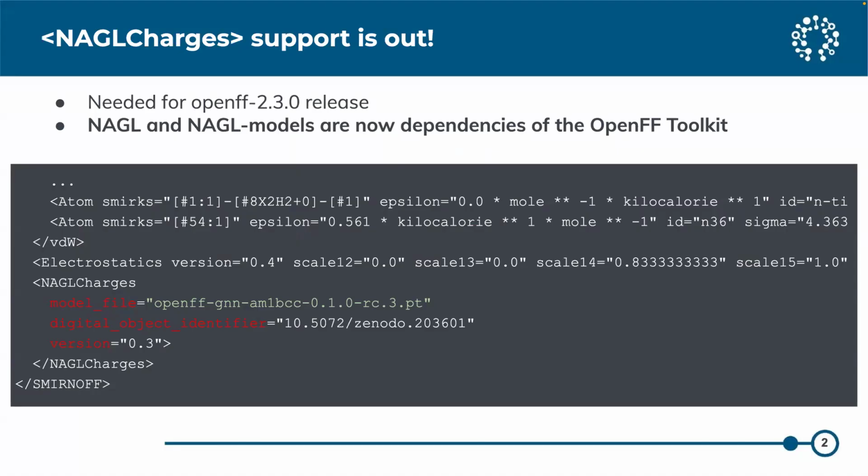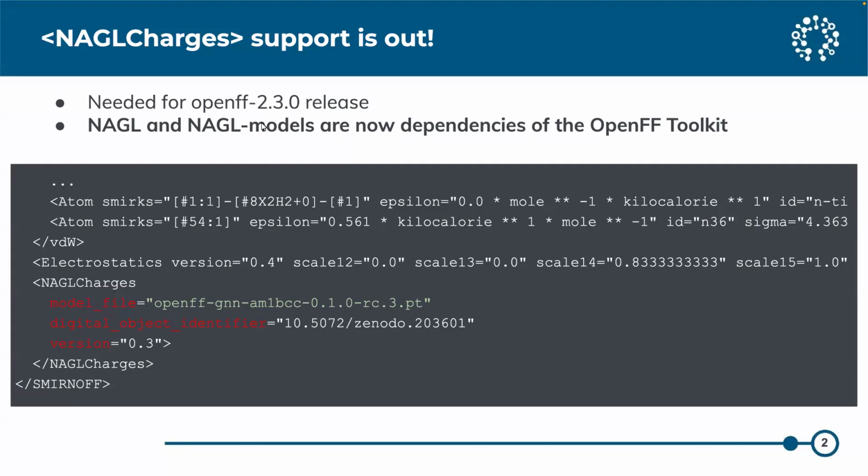This is a slight reminder from last month, but one change that's been made since then is that Naggle and Naggle models are now dependencies of the Open Force Field toolkit. So you can use these new charge models right out of the box when you want. And if you don't want that, if the download size or the installation is too large, you can use the OpenFF toolkit base package and then bring in dependencies specifically just for what you need. This will pave the way for the OpenFF 2.3.0 release, and you'll be hearing about the release candidate soon from Lily.